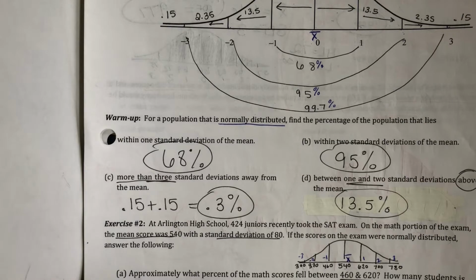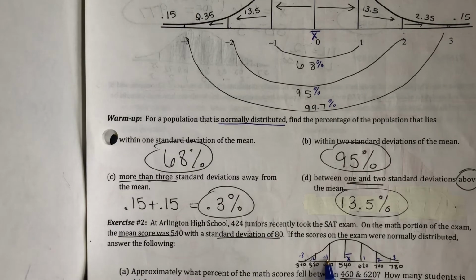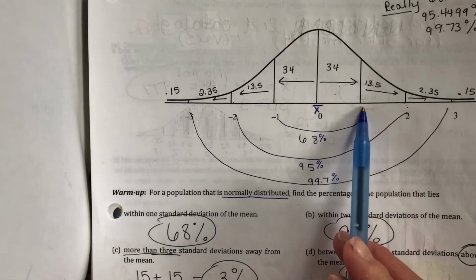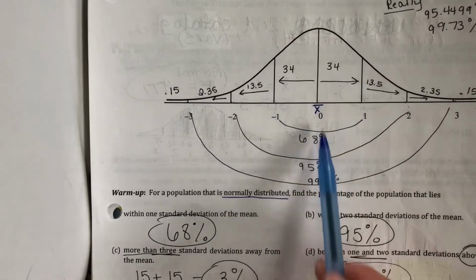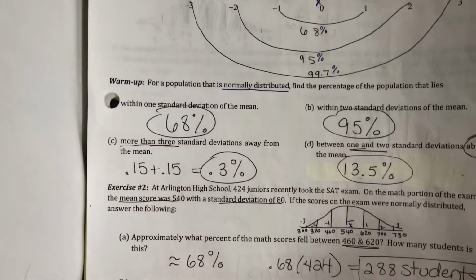So for part A, we want to know what percent of the scores fell between 460 and 320. Now that I've got this diagram, it makes it easy. Between 460 and 320, that's between 1 standard deviation below and 1 standard deviation above. So look above to our chart. If I'm 1 below or 1 above, that's 34 and 34, 68% of the data. So that's the first answer.